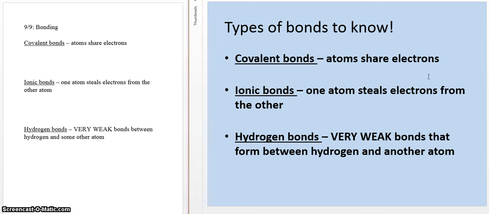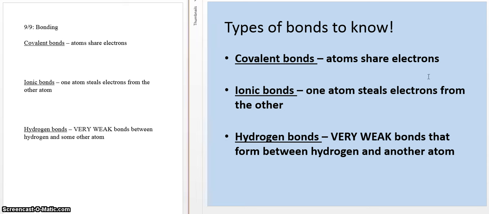For a covalent bond, we just said that atoms share electrons. So for example, over here we have a carbon atom and 4 hydrogens. They are equally sharing those electrons. Here we have 2 oxygen atoms. They are equally sharing these electrons. So nobody has the electrons more than anybody else. It's a nice even bond.